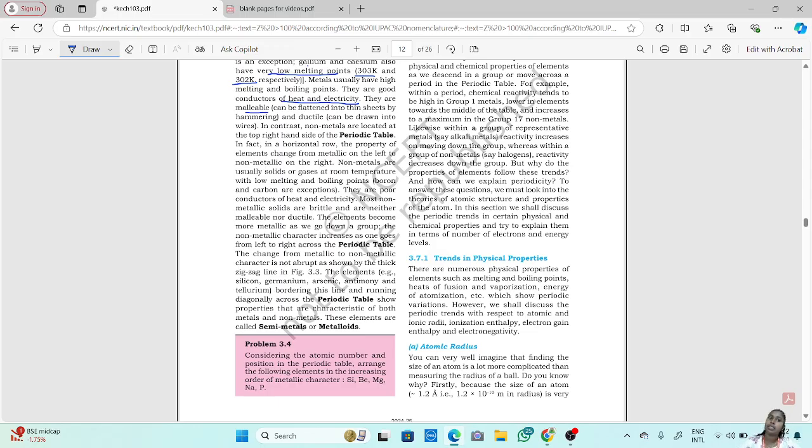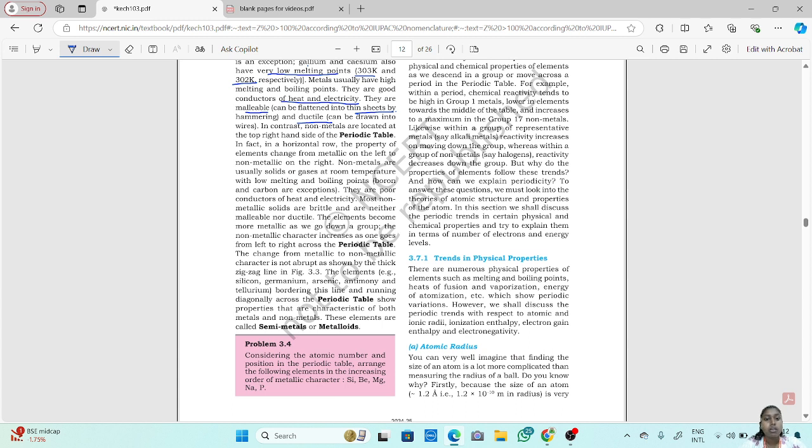For example, you have aluminium foils, right? So you can convert it into sheet form. That is malleable. Again, they are ductile. Ductile means you can convert them into wires. Copper wires, we use them for conduction of electricity, right? So they can be converted into wires also.